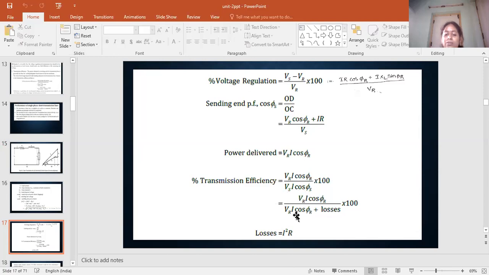This can also be rewritten as sending end power equals receiving end power plus losses. So we have VR I cos phi r plus losses, where losses are I square R. In the problems, these formulas are very useful for the calculation, okay, for the short transmission lines. These short transmission lines can be solved in three ways also.